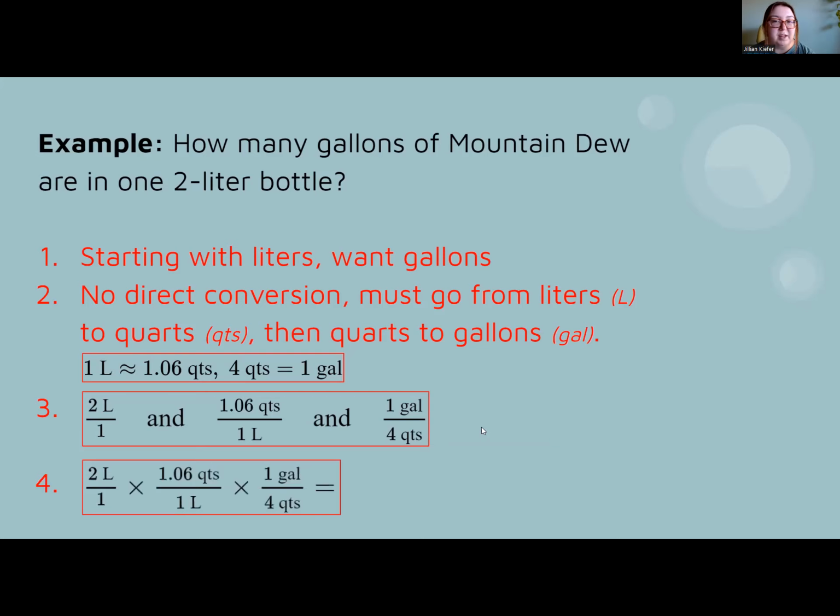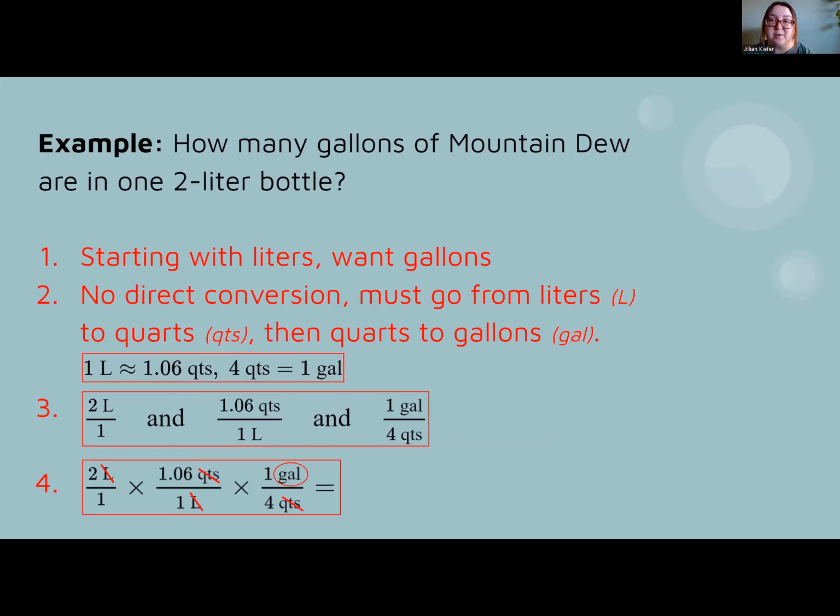We'll go ahead and multiply them in step 4. So we have 2 liters divided by 1 times 1.06 quarts divided by 1 liter times 1 gallon over 4 quarts. Just like before, we cancel our units to make sure we're going in the right direction. Liters cancel, quarts cancel, and we're left with gallons, which is what we want. We want to know how many gallons of Mountain Dew are in one 2-liter bottle. So we're on the right track.